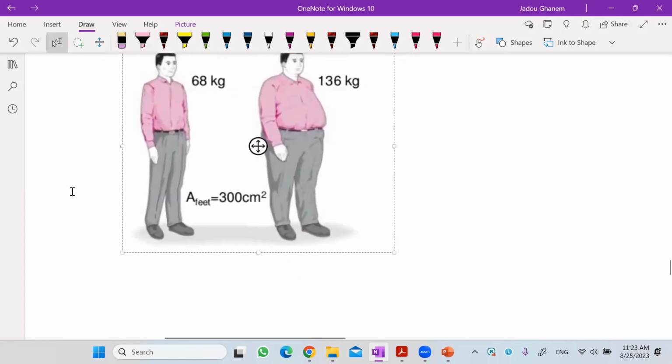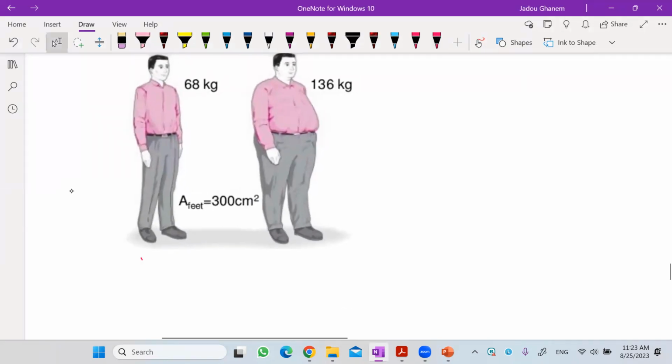Okay, assume that we have this figure. I will just name this one as person 1 and this one as person 2. And to make it easier, let's take the area of the feet as 10 meters square. Let's assume it to make the calculations easier for now.